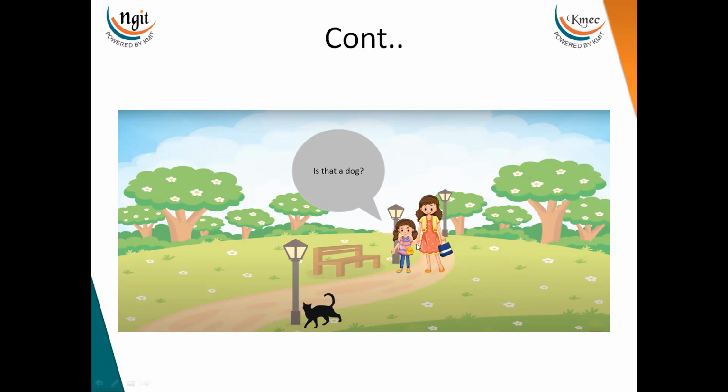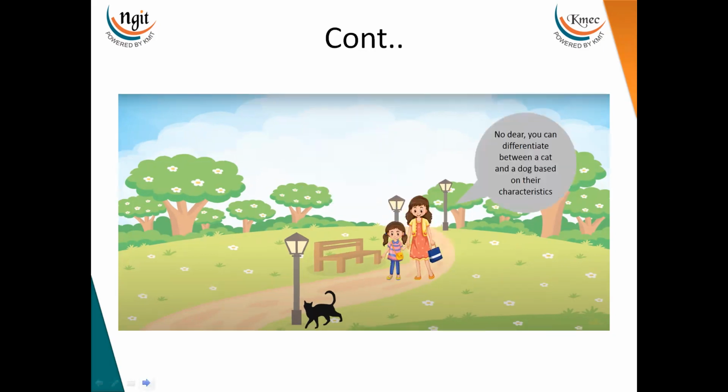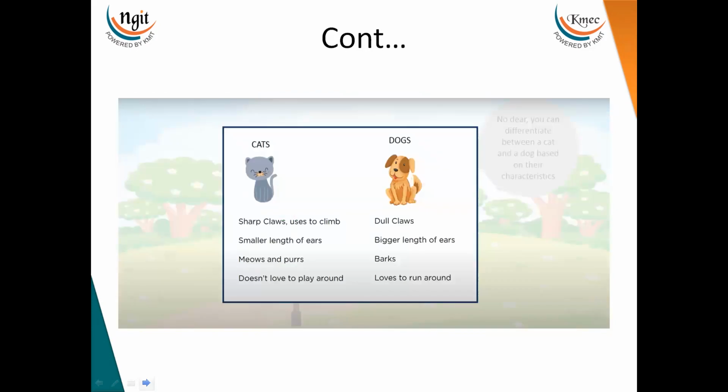See, a mother and a daughter are walking in a park, and the daughter sees a cat for the first time. She asks her mother, "Is this a dog?" The mother said, no, this is not a dog, this is a cat, because there is a difference between cat and dog. So the mother is telling the difference between the cat and dog for the first time.